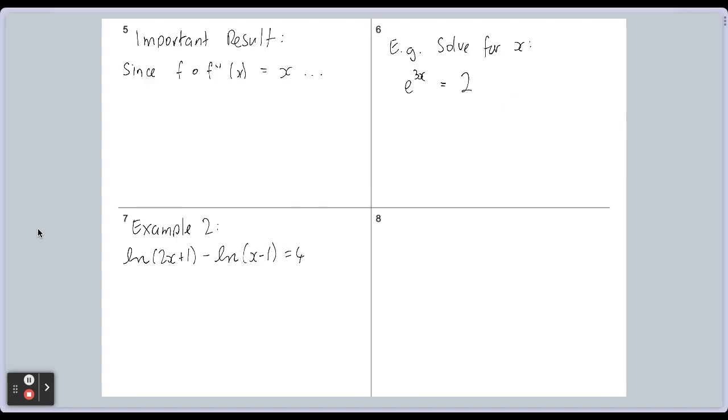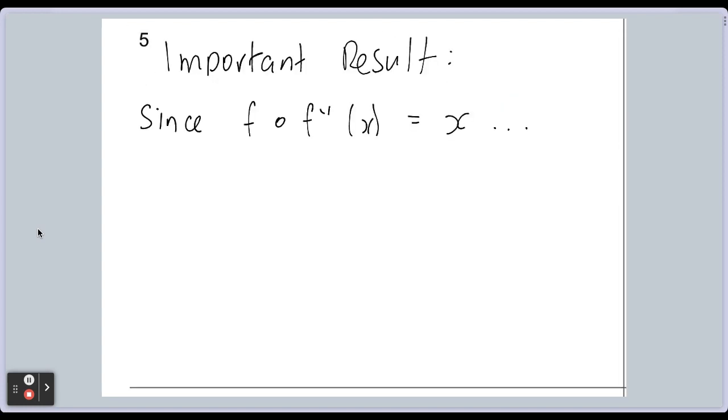Okay, skipping on. I'll just zoom up for the time being. So an important result. Do you remember that one from our composite function work and our inverse function work? F composed with F inverse of X is going to equal X. In other words, you don't have to write this down, but if I go F of F inverse of X, I'm just going to get X out because the domains and ranges match up with inverse functions as usual. So that is always the case.